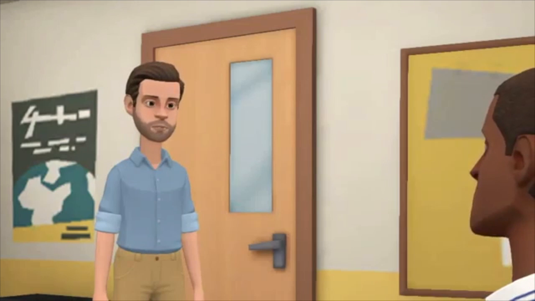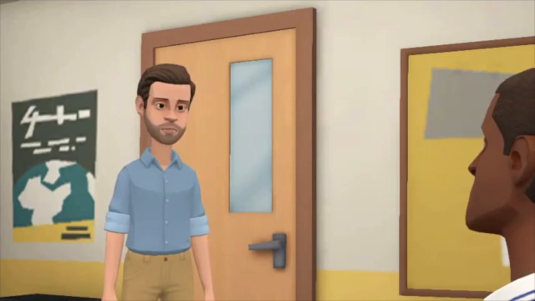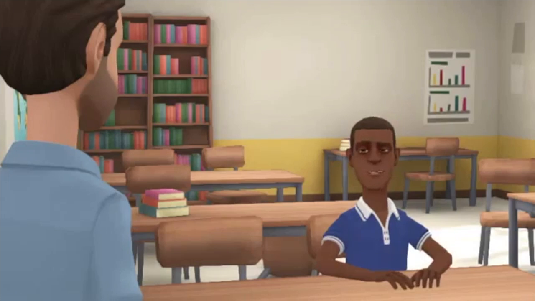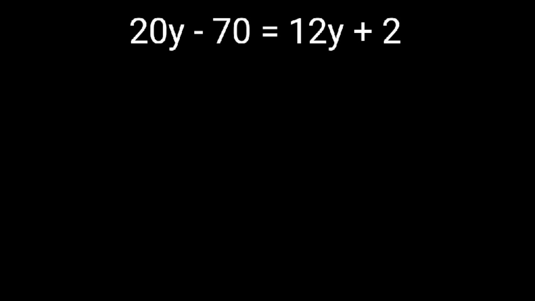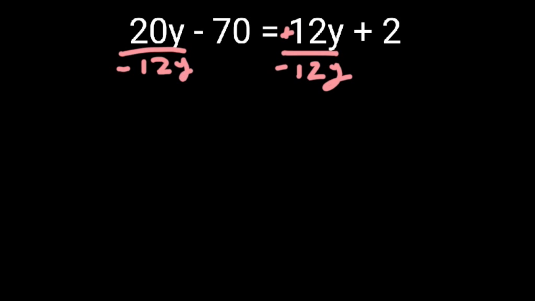There is also the situation where you can have variables on both sides of the equations. Will I have to show my work? Of course you have to show your work. Alright, we have 20y minus 70 equals 12y plus 2. And we want to get our like terms onto the same side. So the 20y and the 12y have to go together on the same side. They're both positive. So I'm going to take away the smaller one from both sides. I'm going to take away 12y from both sides.